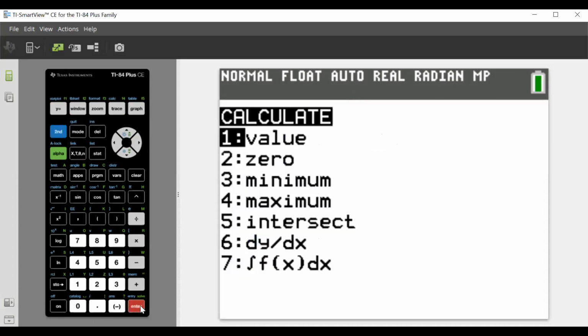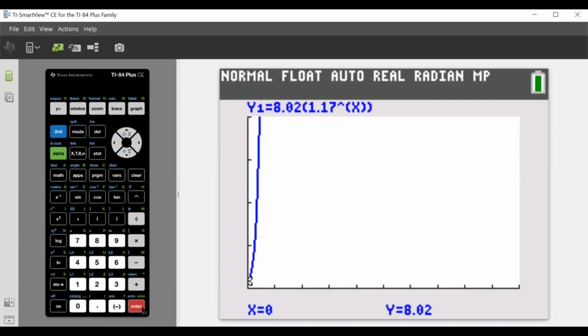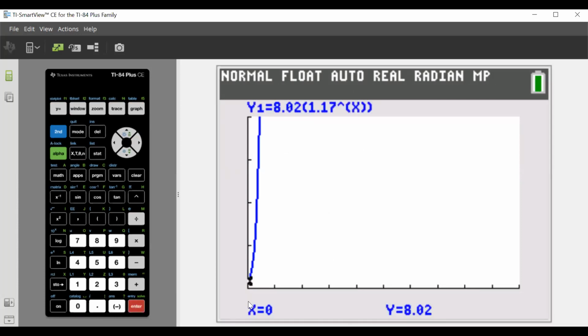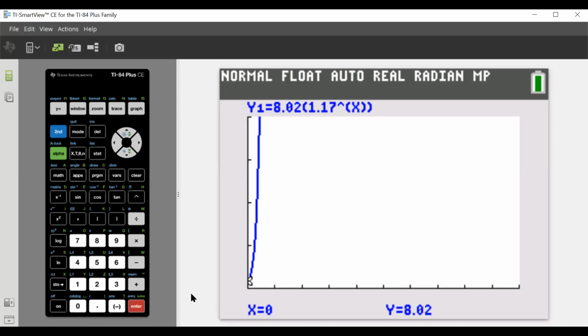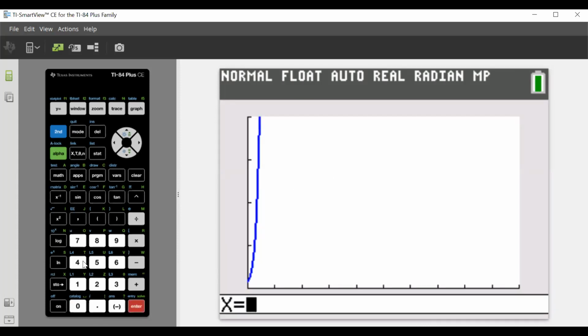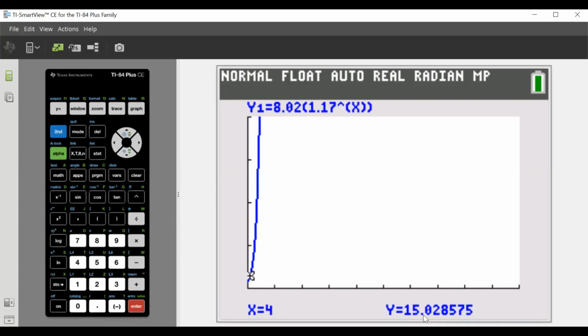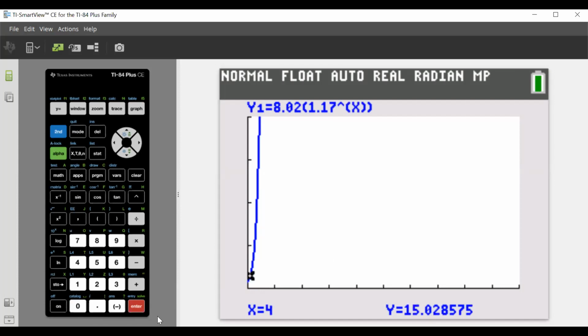And so we need to find the value. In 2004, well, that's when x is equal to 0, which is basically our 8.02. What about our calc at 2008? That's 4 years later, and we get 15 point something. So let's write that one down: 15.028575.